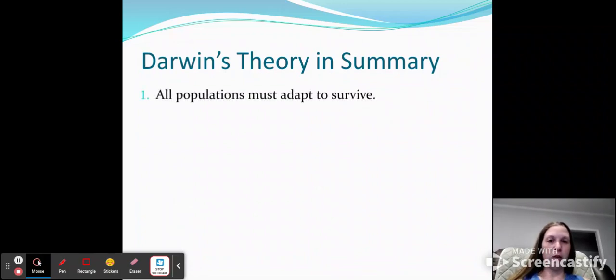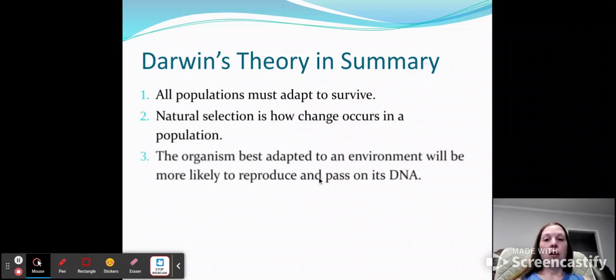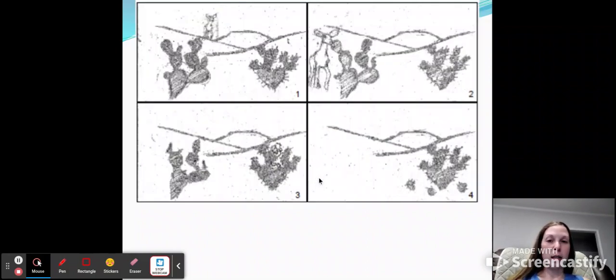Just as a summary of Darwin's theory, all populations must adapt to survive. Natural selection is how that occurs. And the organism that best adapts to the environment will more likely be able to reproduce and pass on its DNA.